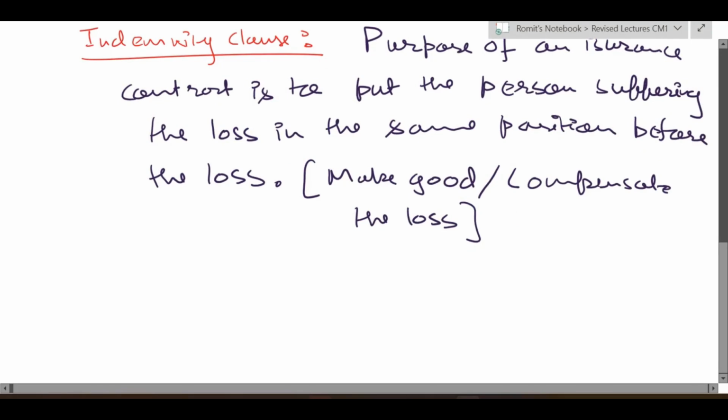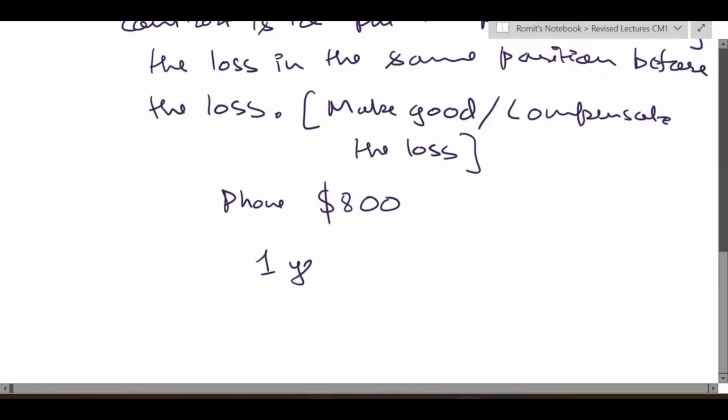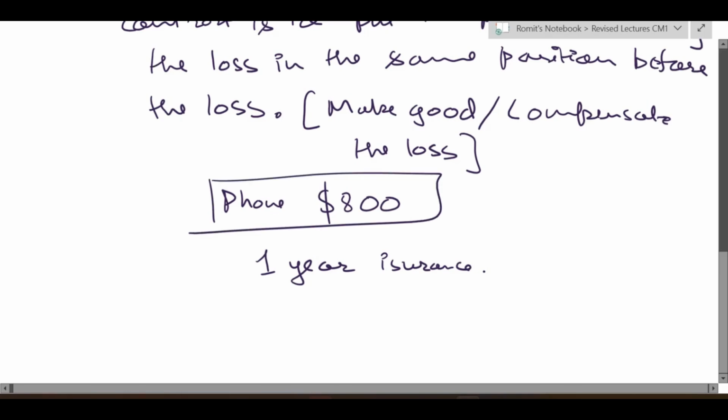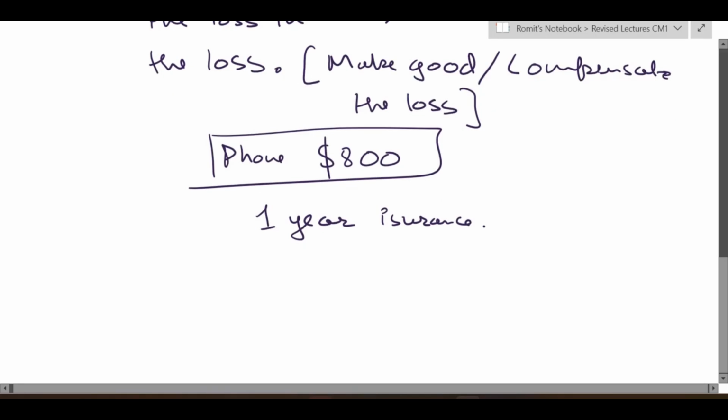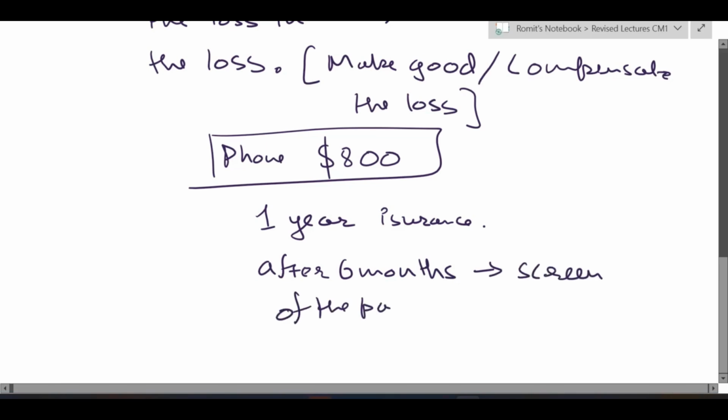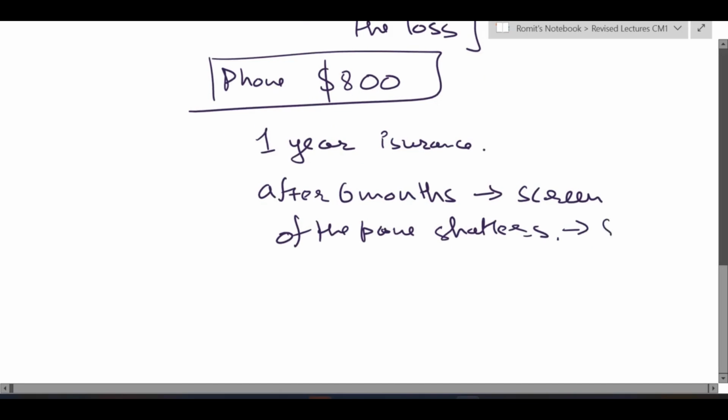For example, you buy a phone that costs, let's say, $800, and you buy a 1 year insurance for it. Let's say after 6 months the screen of the phone shatters, and the cost of the screen is, let's say, $300. Okay. So what will the insurance company do?